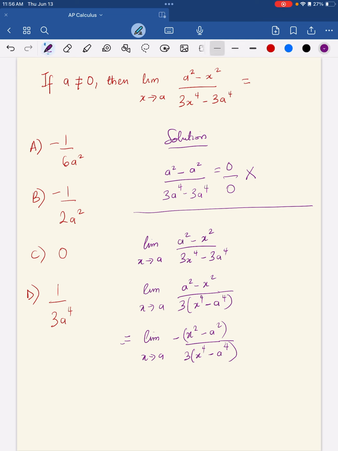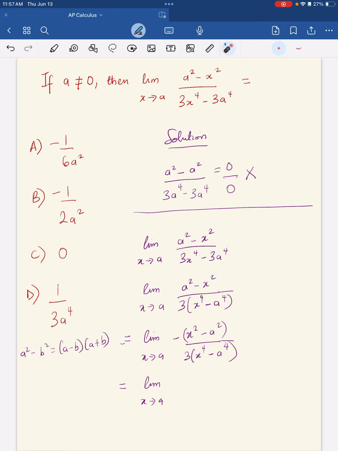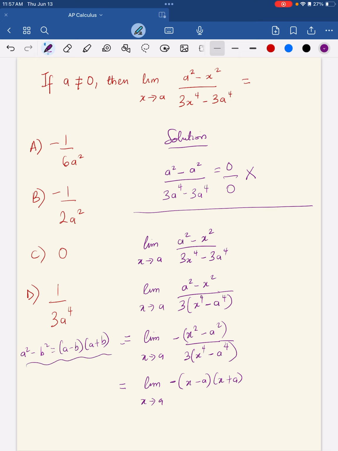Then what I did next, with the limit x tends to a, is remember something called the difference of two squares. The difference of two squares states that a squared minus b squared equals a minus b times a plus b. So for this particular one, I can rewrite the top as x minus a times x plus a. Then for the denominator, I can also do something. x to the power of 4 is x squared squared, and a to the power of 4 is also a squared squared. So I can rewrite this as x squared squared minus a squared squared.